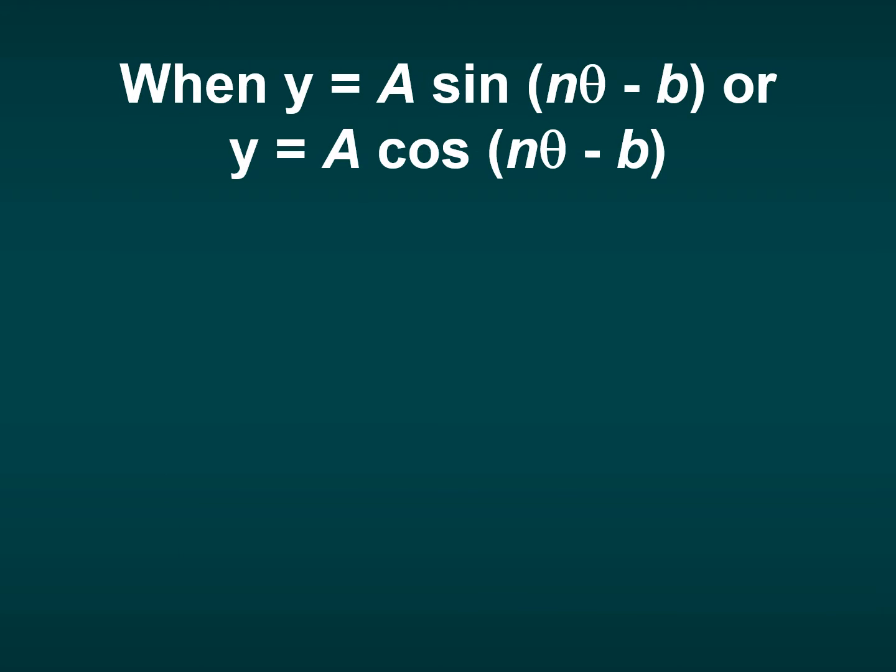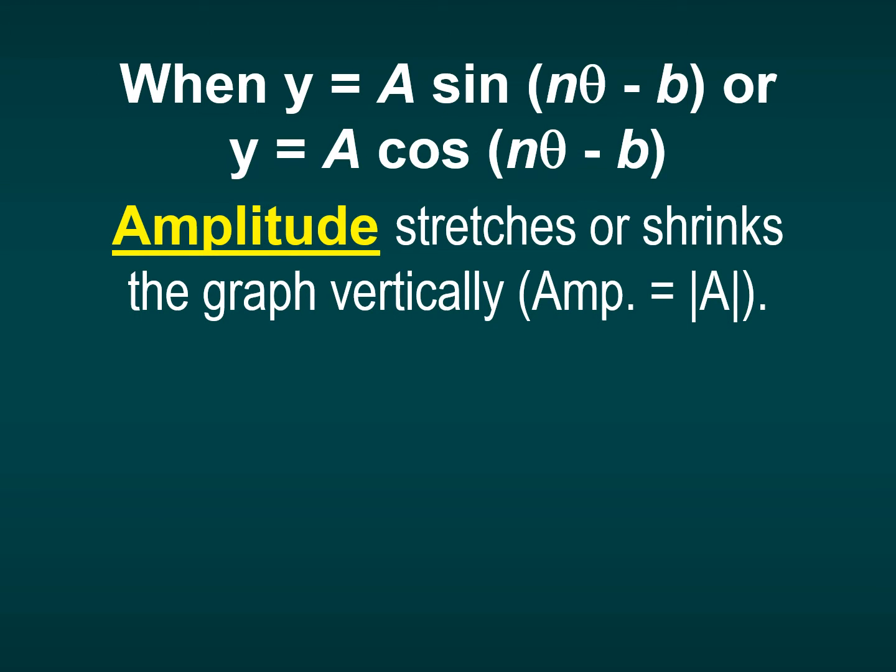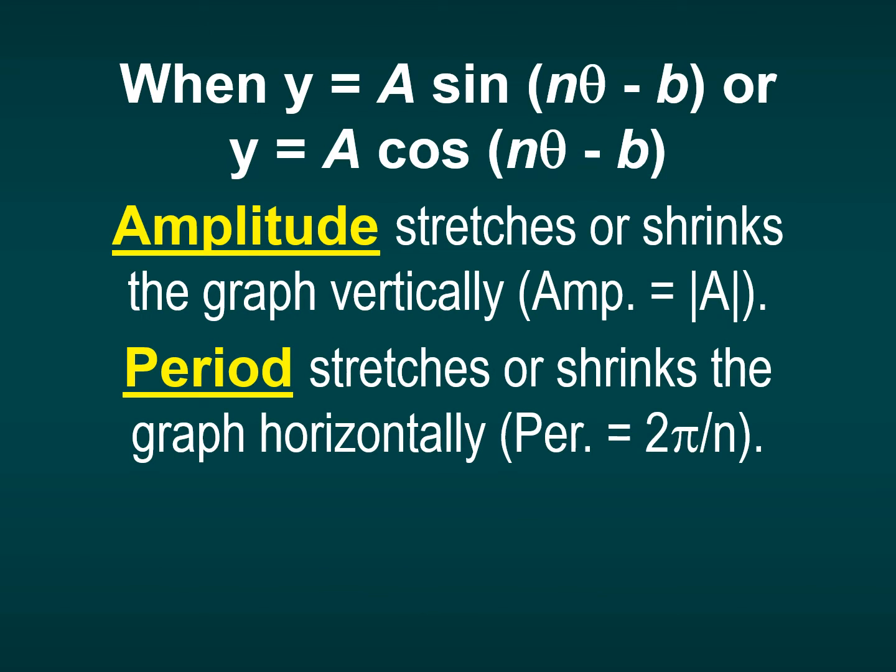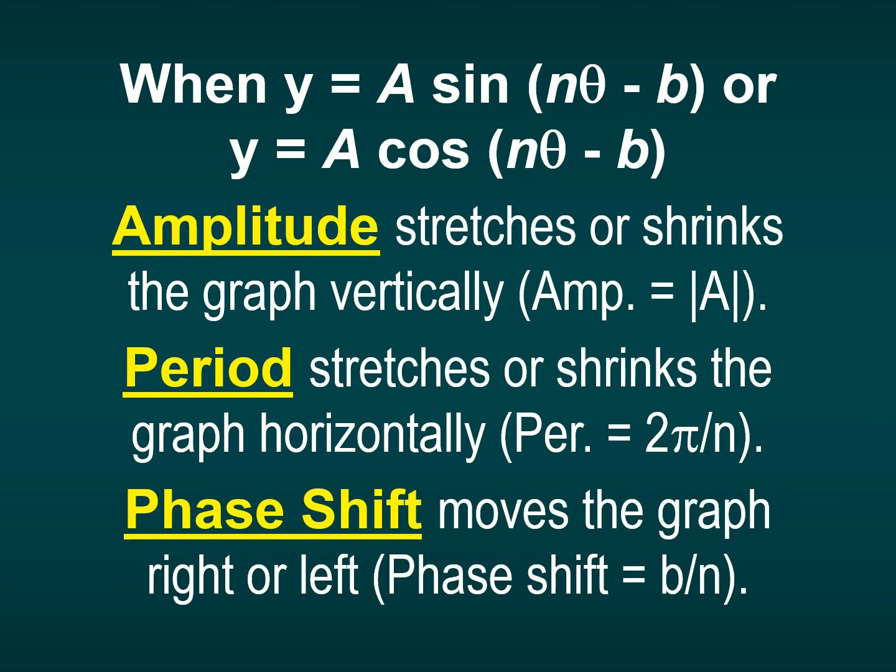Okay, so when y equals a sine of n theta minus b, or y equals cosine, these are our parent functions, or our general functions. So these general functions do translations. So the amplitude, or the a value, shrinks or stretches our graph vertically. Our period, which is 2 pi divided by n for sine and cosine, is going to stretch or shrink the graph horizontally. And then our phase shift, which is b divided by n, moves our graph left or right.